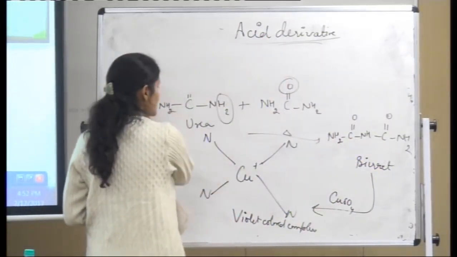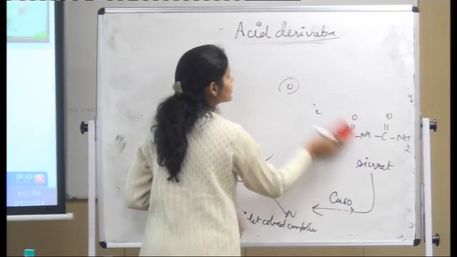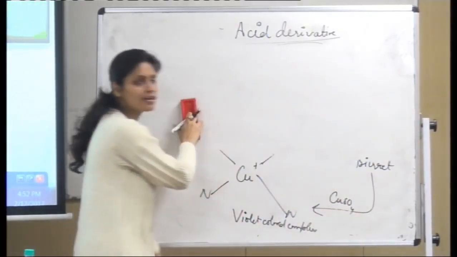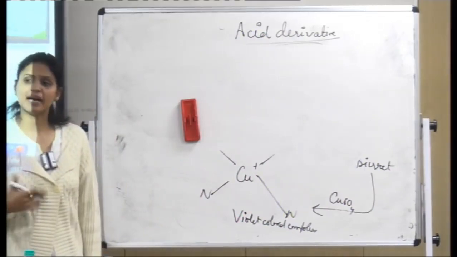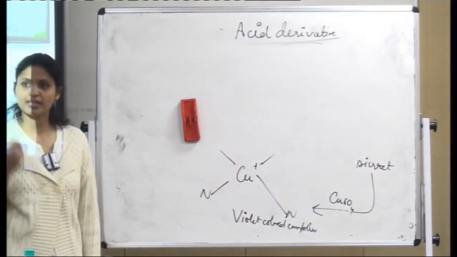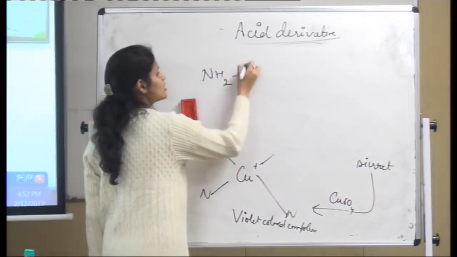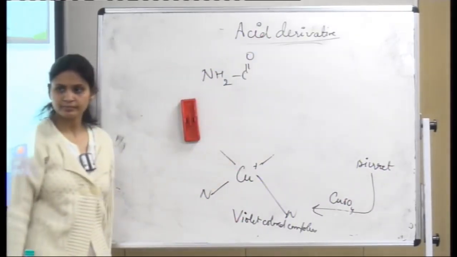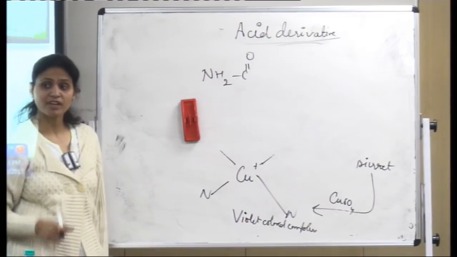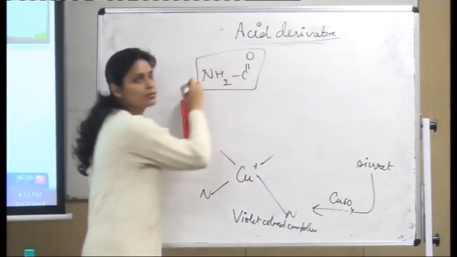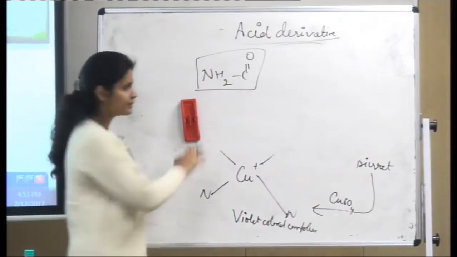This biuret test will be helpful for you in solving questions. Whenever in a question you are given that a compound gives the biuret test, then you can figure out that obviously it must contain the NH2CO group. This is an indication that if a compound gives the biuret test, it contains an amido group, right?